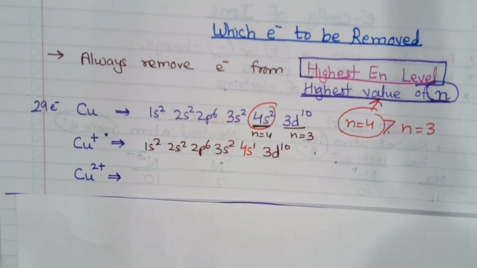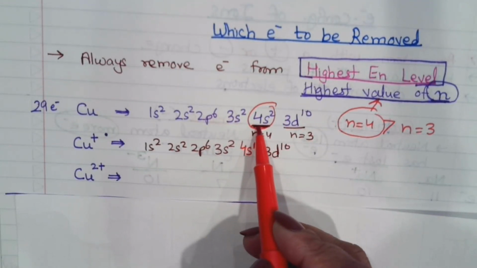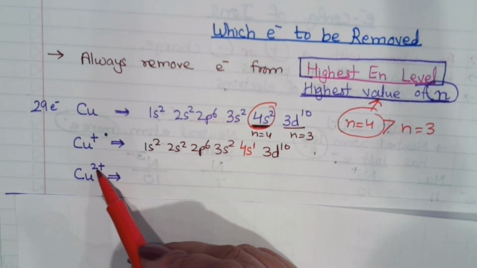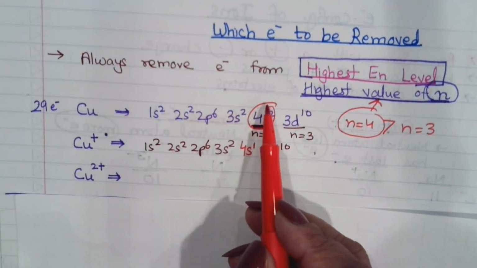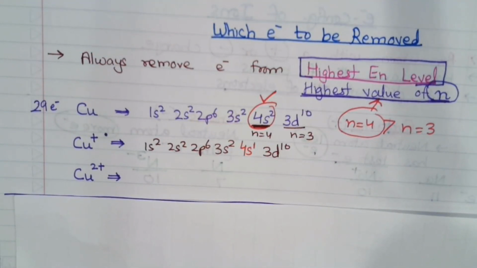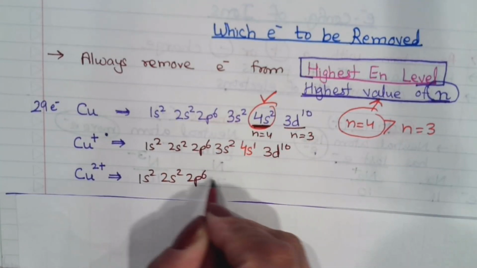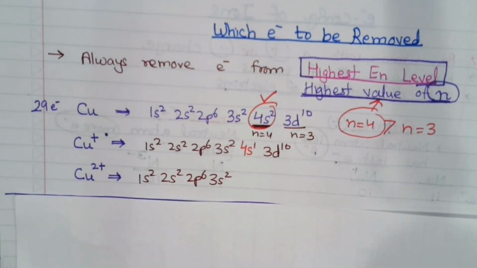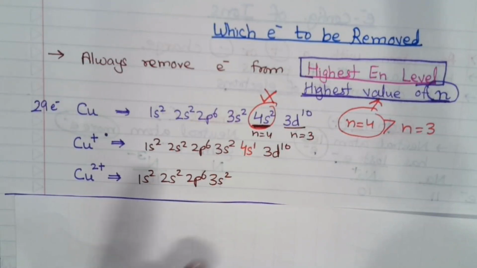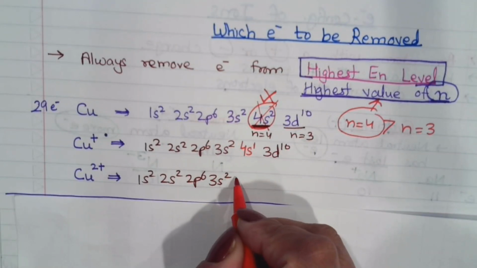Now let's say I want to make copper 2 plus. Again, the highest value of n in the neutral copper is 4s2, right? Since I'm taking 2 electrons out of the neutral atom, I will take these 2 electrons from the neutral copper, and now the configuration would be 1s2, 2s2, 2p6, 3s2. Now this whole 4s is gone. So this thing is gone now, right? Because I took out 2 electrons, these 2 will go, and now it will end in 3d10.